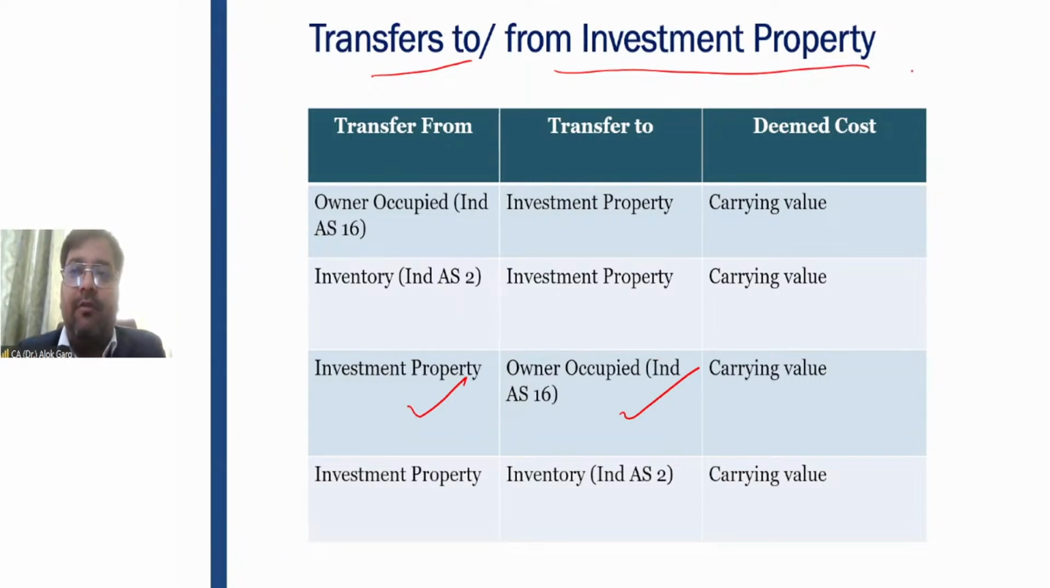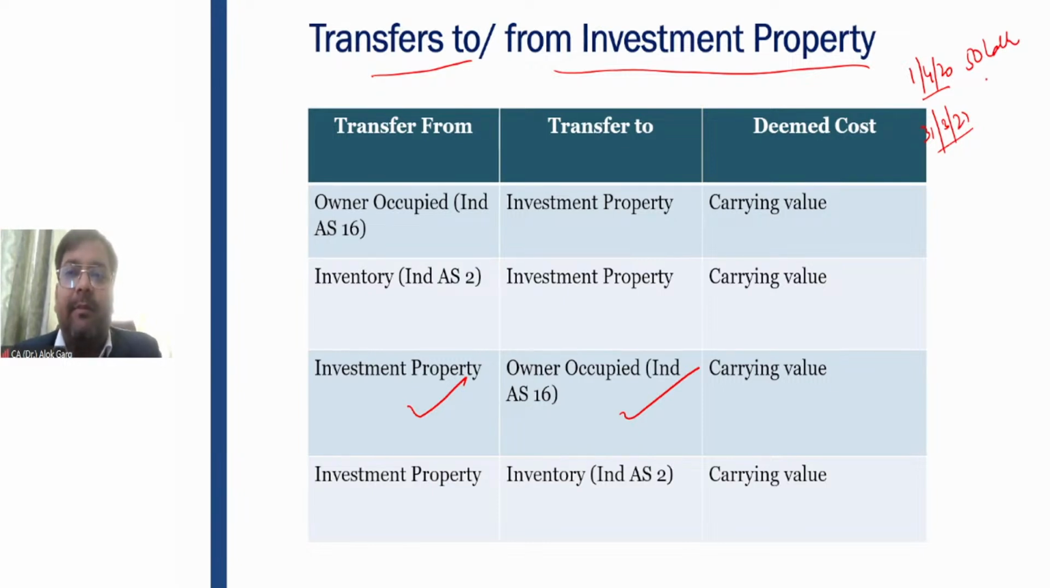So I am trying to say, on 1st April 20, I have purchased a building which is held for rental purposes for 50 lakh rupees, right? On 31st March 21, what will I do? I'll depreciate this building, right? And I'll check the impairment also. Let's say impairment is not there, but I'll depreciate this building.